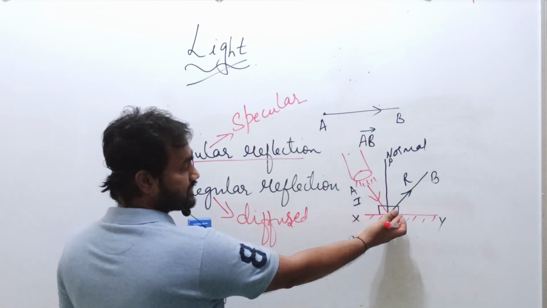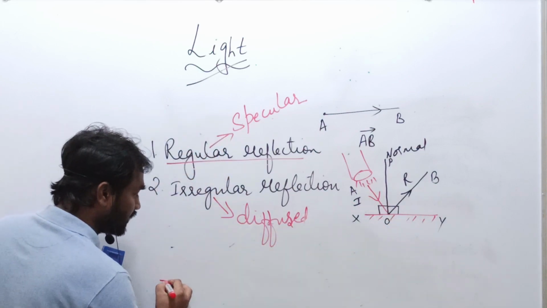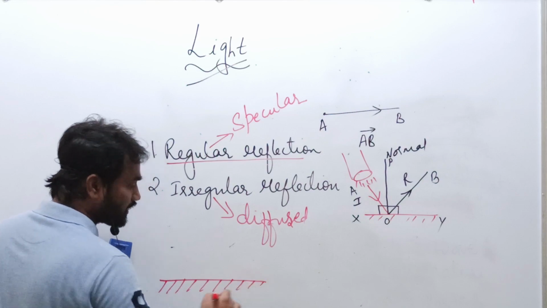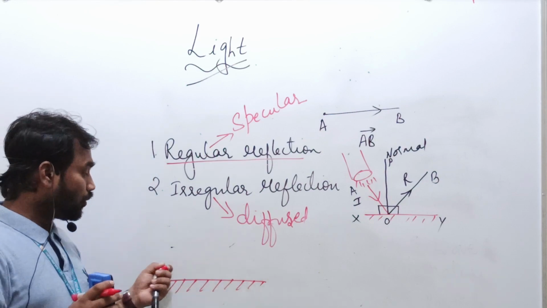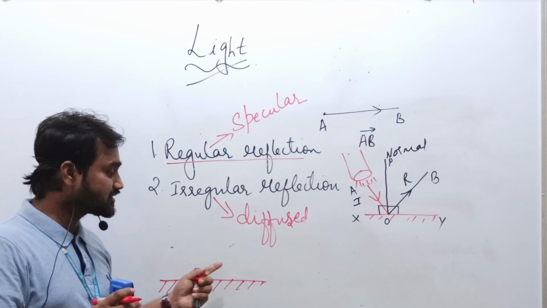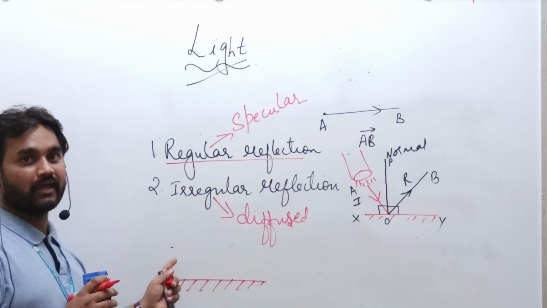So in this example you can see here, I'll draw the same. Suppose this is the surface. Now this is the reflecting surface, the top one. This reflecting surface is smooth, shiny and soft.